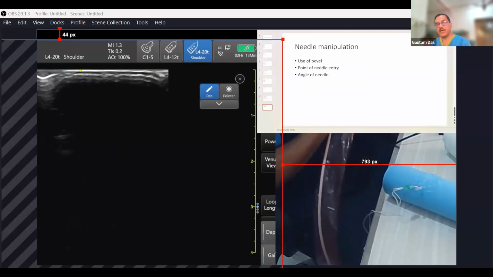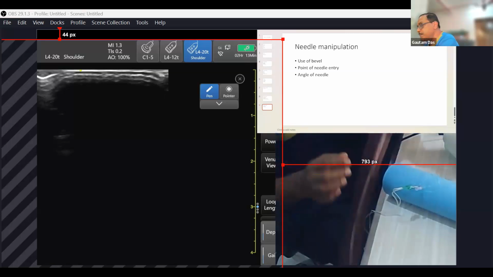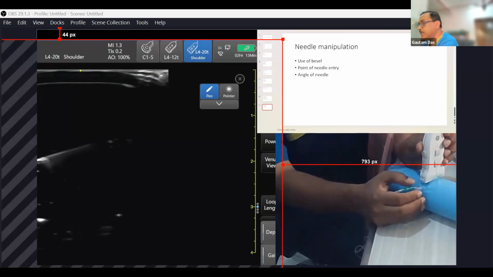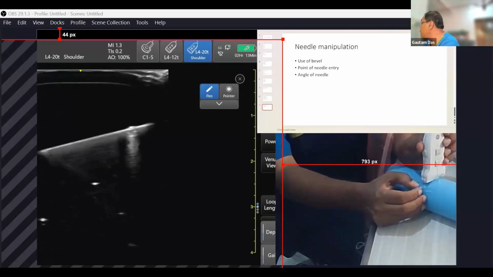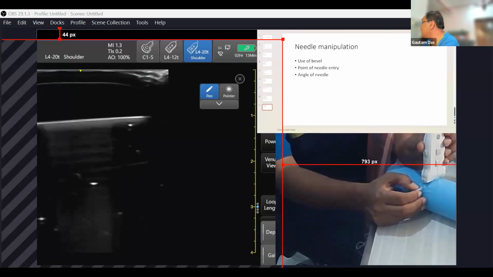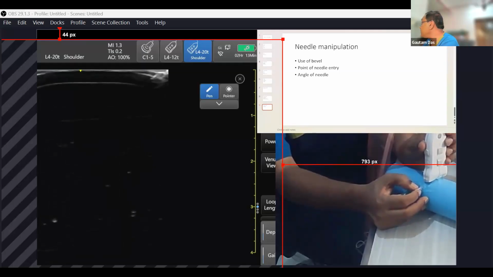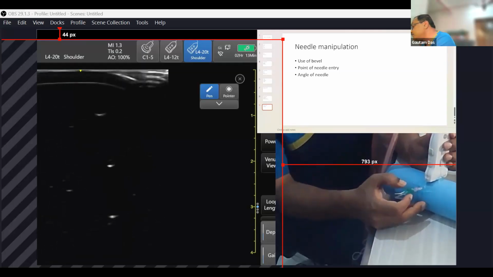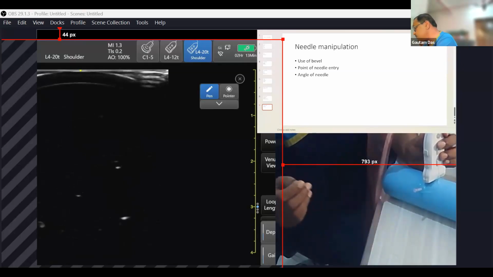Suppose you are doing the procedure, but you are not able to reach the target. You have to change the angle. So what to do? You see, the needle has a bevel. Can you appreciate the bevel here? Just change this. This is a blunt tip needle.